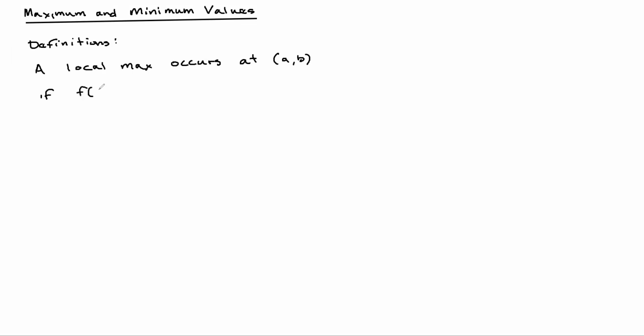if f(x, y) is less than or equal to f(a, b) for all (x, y) near (a, b).